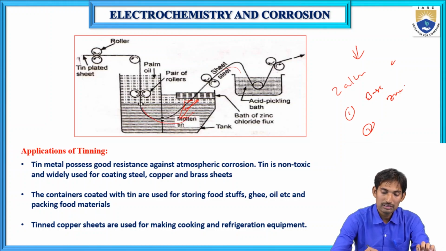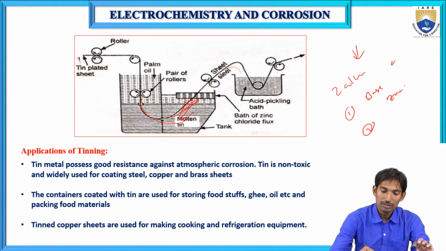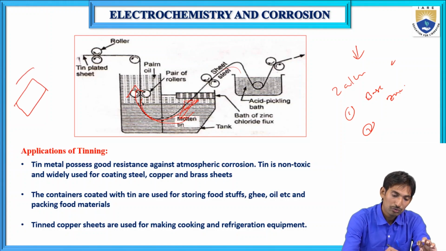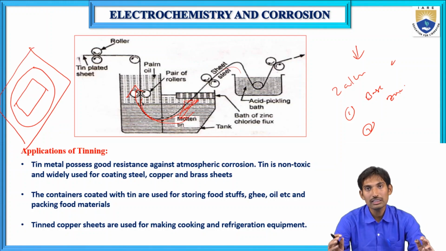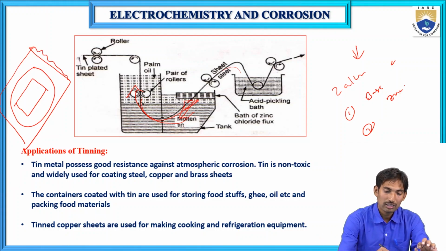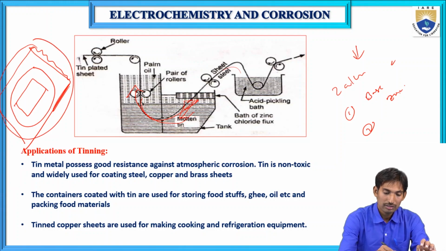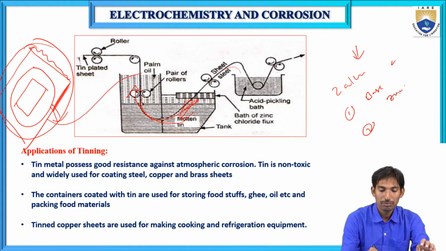Then after this, to protect the tin from oxidation, we have to dip our base metal. First we coat with zinc, then we coat with tin. In this process, our base metal is protected first with zinc. Then we coat it with tin to avoid the corrosion of tin. We have to dip this total coated base metal in palm oil.